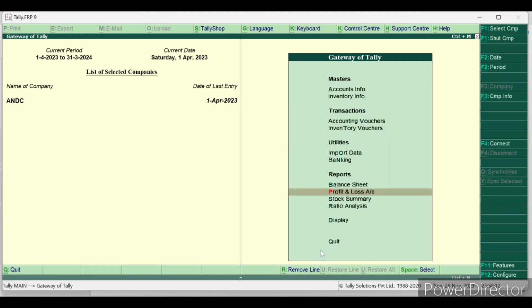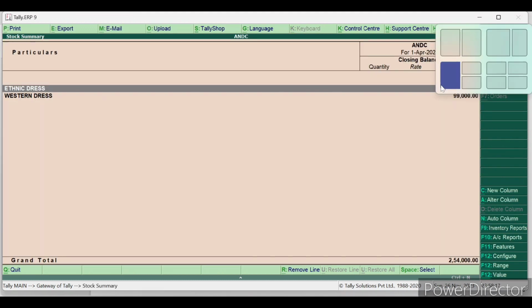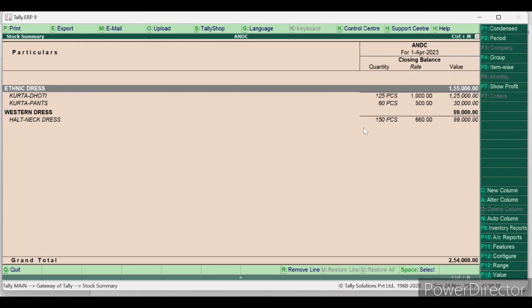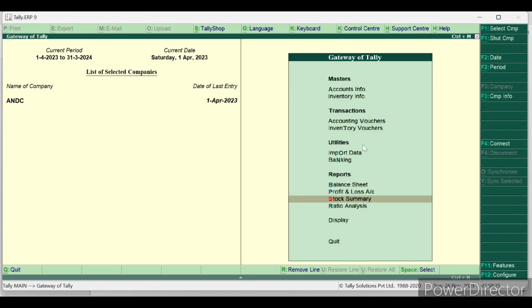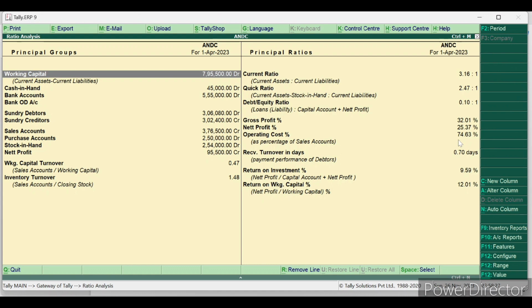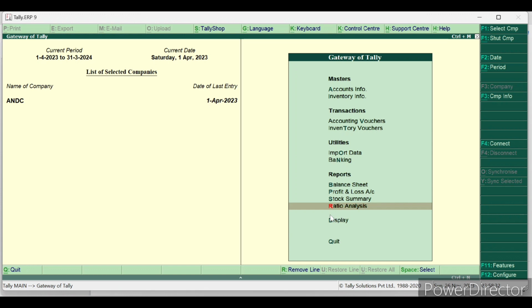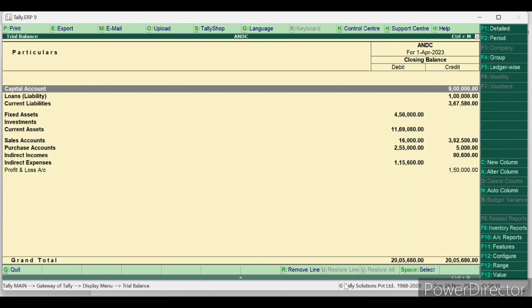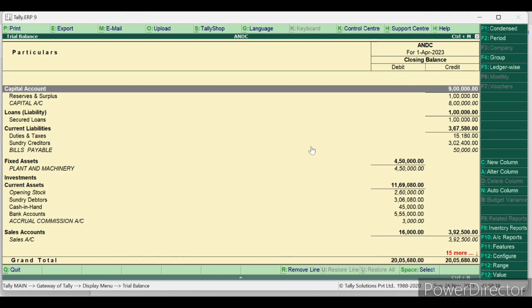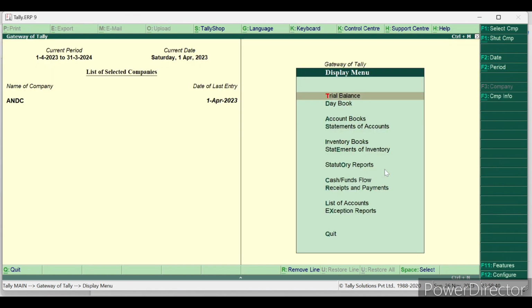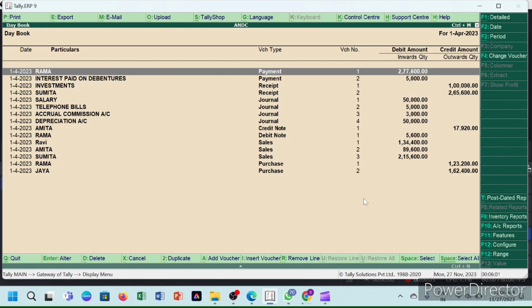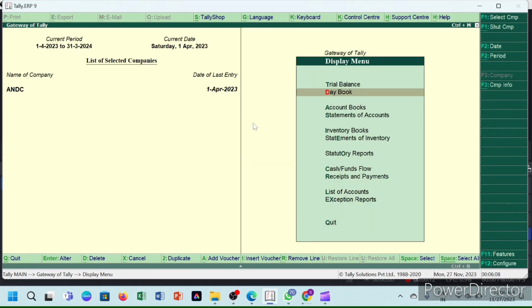This is our stock summary. These are the stocks that we are left with. The ratio has already been calculated. We do not have to do anything. To show the day book, go to D. Display the trial balance. This is the trial balance. Day book. This is the day book. From here, you can delete any journal or any voucher that you have entered by mistake.